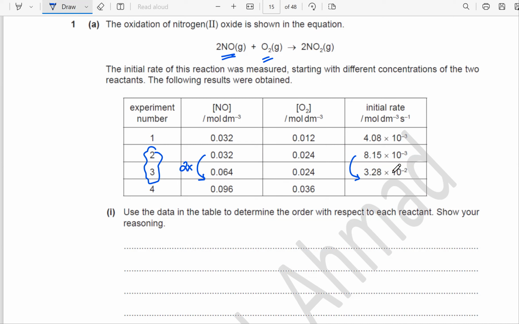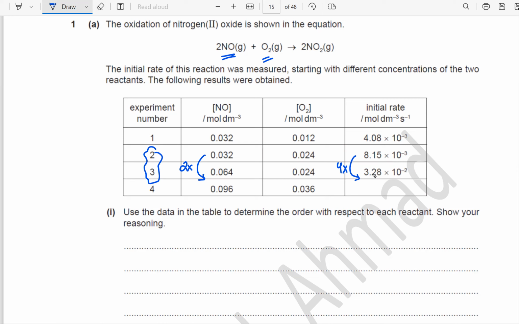I think that's 4 times, right? But take this number divided by that one. So this is 4x. Is that clear? So that is 4 times. So that means कि order क्या होगा? That's going to be order 2. Is that clear?